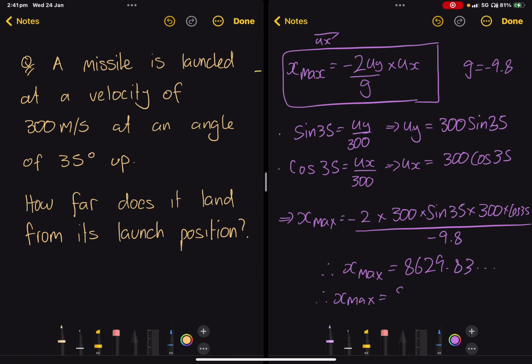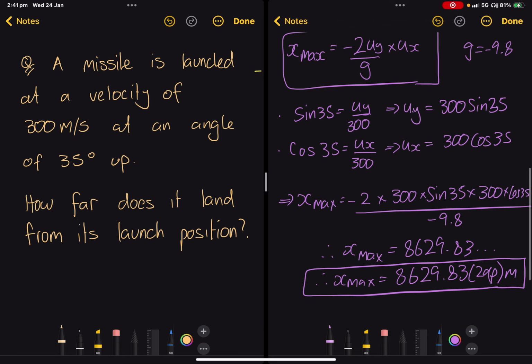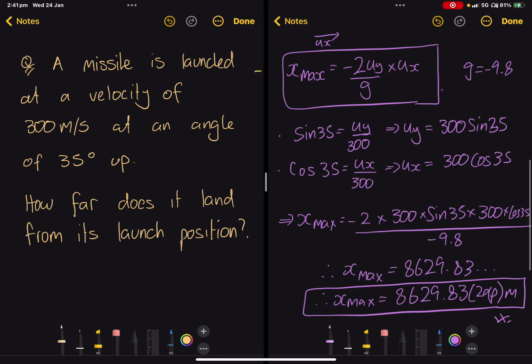So therefore the x maximum for this question is going to be 8629.83 to 2 decimal places, and that is in meters. So this is how far the projectile travels, and we found this using this short formula up here. X max is equal to minus 2 times u of y over g times u of x.